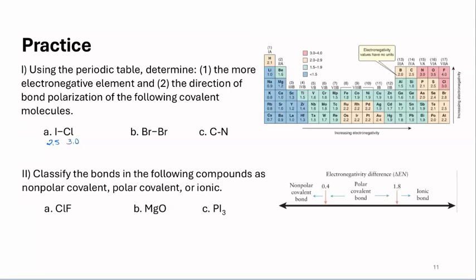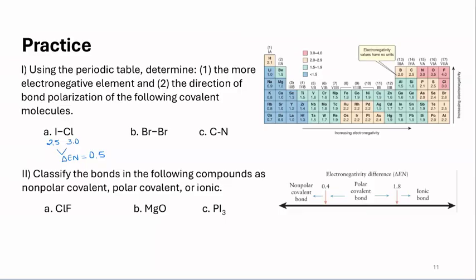When I'm trying to calculate electronegativity difference, I'm just going to subtract the smaller value from the larger one. So if I subtract 2.5 from 3.0, the electronegativity difference is going to equal 0.5. When you have an electronegativity difference of 0.5, this is going to be specifically, according to the distribution that we have here, a polar covalent bond. Since we have a polar covalent bond, then we can illustrate bond polarization.